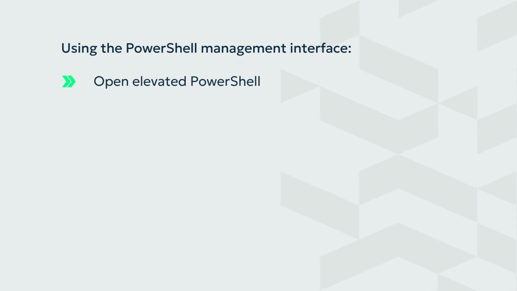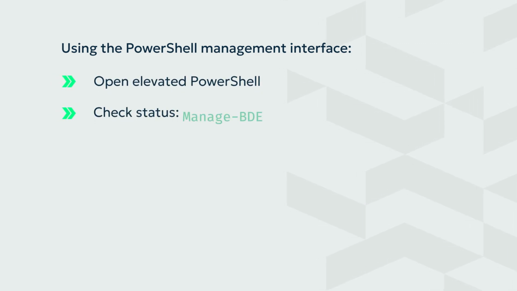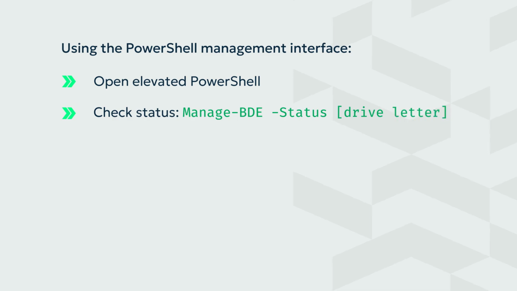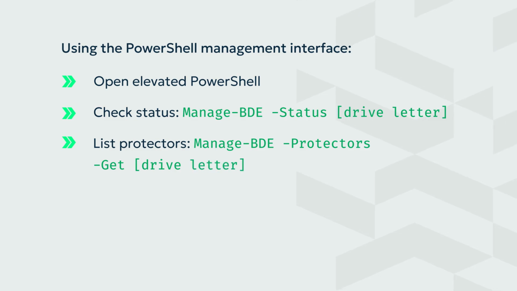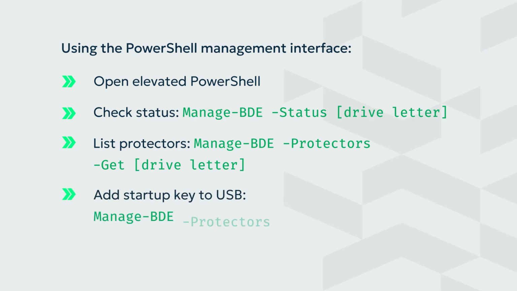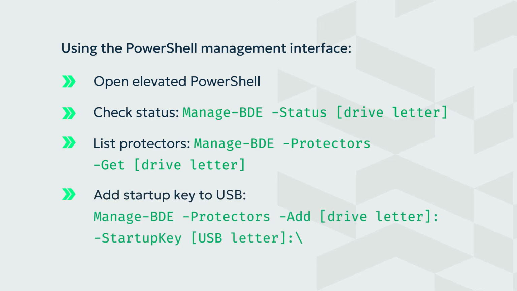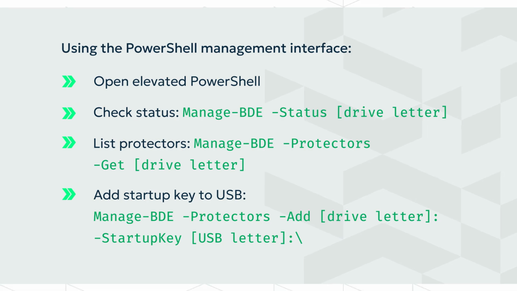Open an elevated PowerShell. First, check the drive's BitLocker status with manage-bde -status <drive letter>. Then, list all protectors using manage-bde -protectors -get <drive letter>. To back up to a USB, insert your drive and type. Automation of this process is essential for organizations with many encrypted devices.